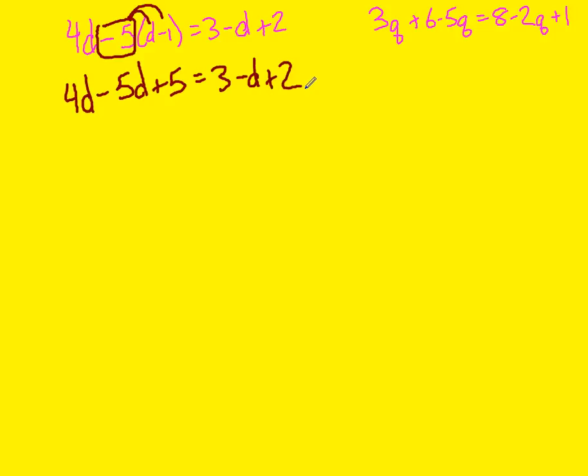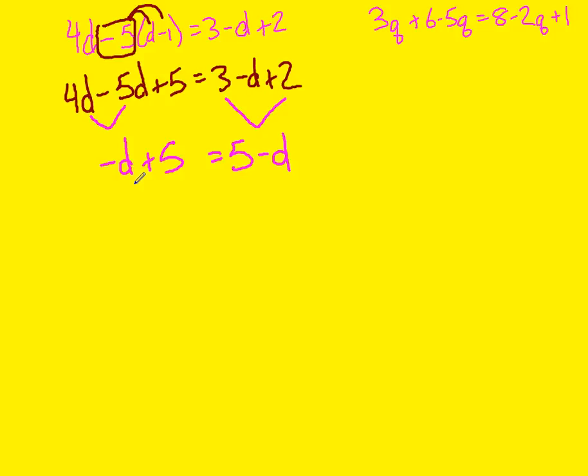From here, let's combine like terms. We should always try to combine like terms on one side of the equation or the other. What I'm going to see here is that I have on the right-hand side a 3 and a 2. Well, that can just become 5 minus d. And on this side, I have a 4d and a negative 5d. That'll become a negative d plus 5. Okay, you may notice something already, but let's just continue through here and see what's going on.